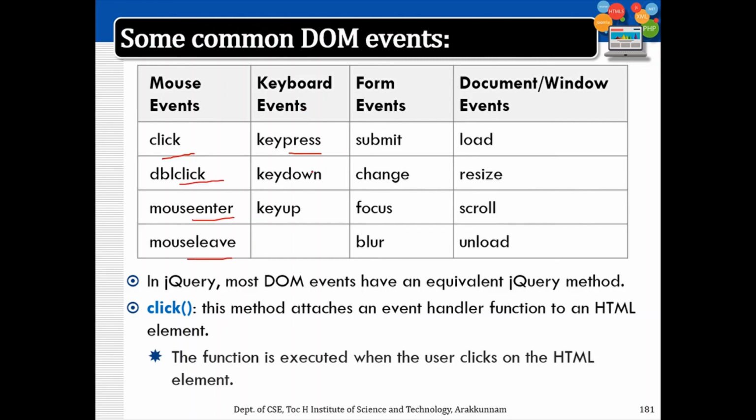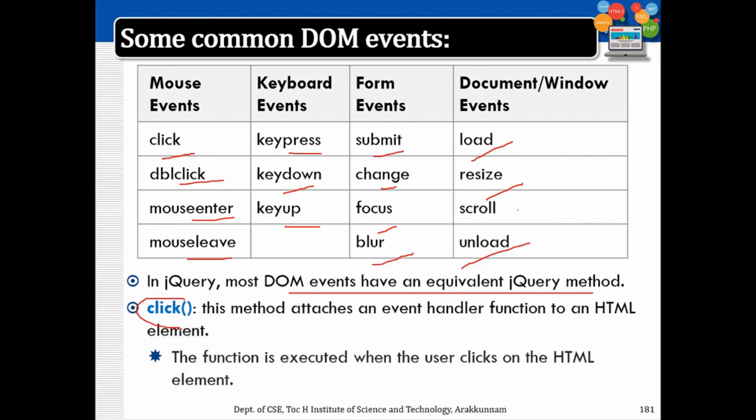Keyboard events are key press, key down, key up. Form elements are submit, change, focus, blur. Document window elements are load, resize, scroll and unload. In jQuery, most DOM elements have an equivalent jQuery method. So it is almost similar to our DOM model.